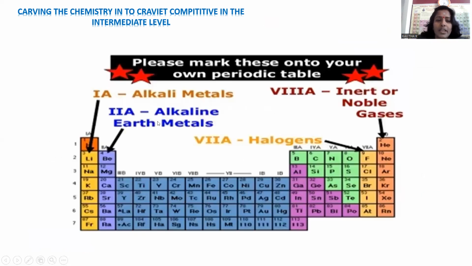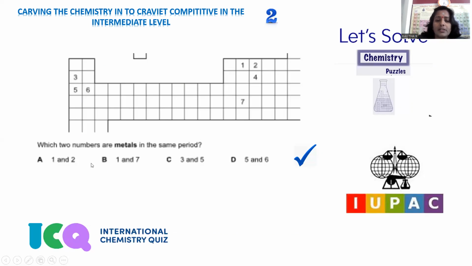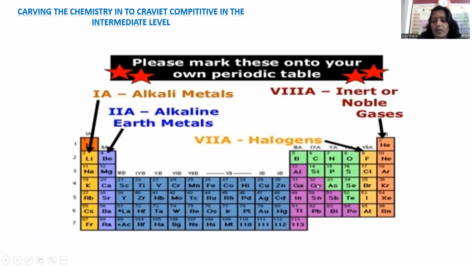If you see the entire periodic table, the first main group elements are alkali metals. The second main group elements are alkaline earth metals. So the elements present in the third period are part of the metals only, right? So in the third period, elements 5 and 6 are metals only. If you go with these P block elements, you can find a few metals at the bottom, and these are said to be non-metals, and these are said to be metalloids.